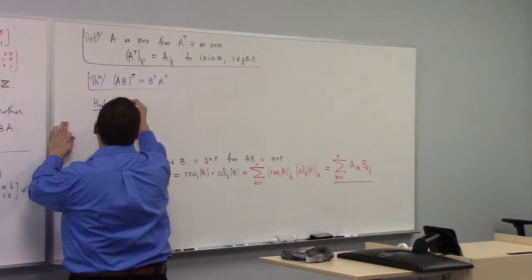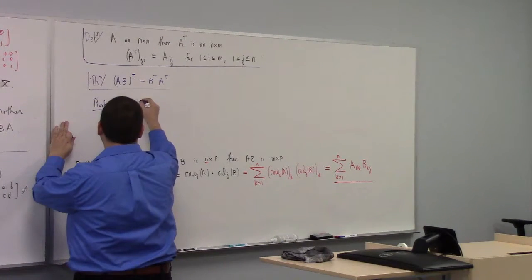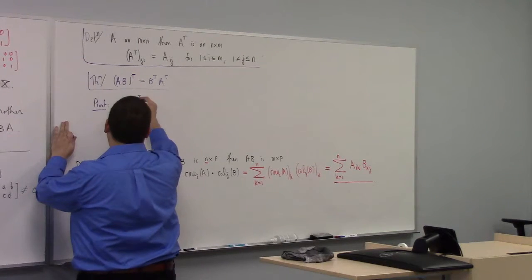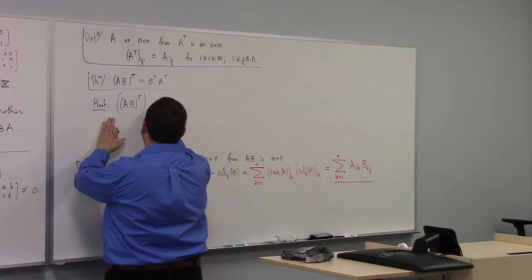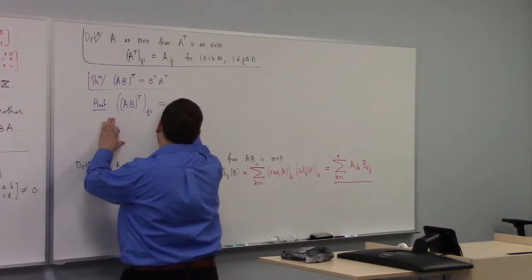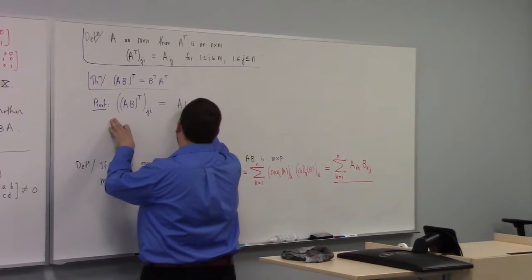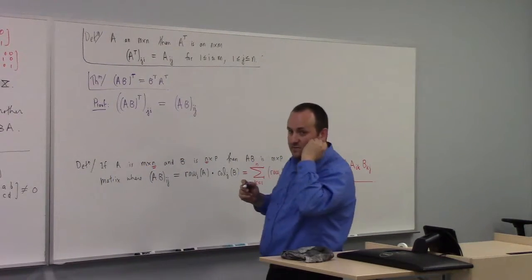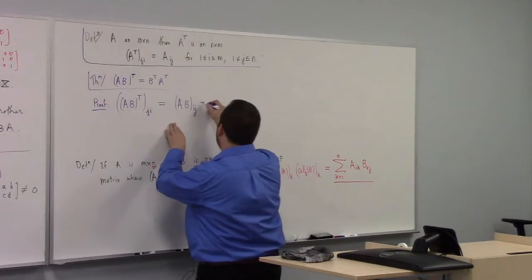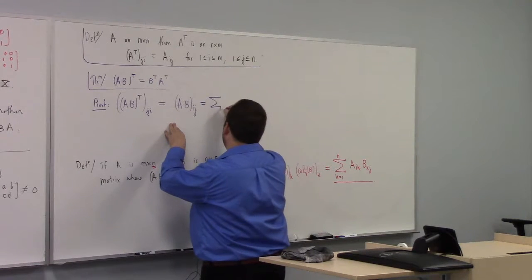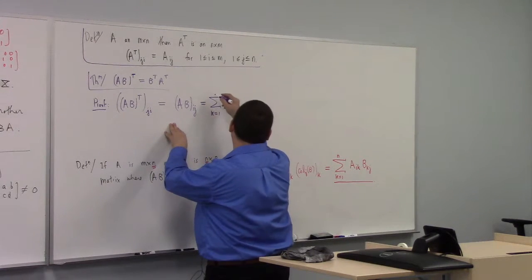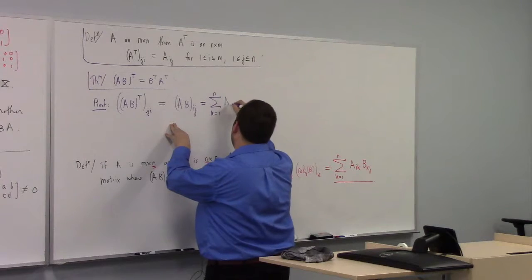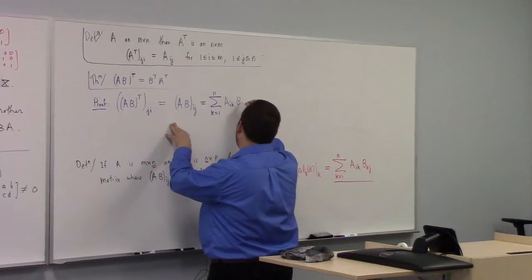But if we look at AB transpose and look at the, let's say, jith component of that, that would be equal to AB, the ijth component, right? By definition of transpose. But then this is the sum, k equals 1 to n, of a_ik b_kj.